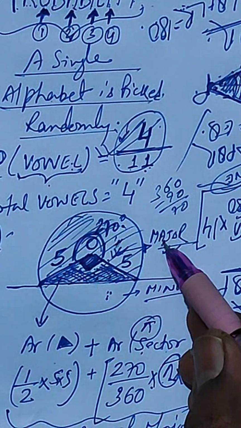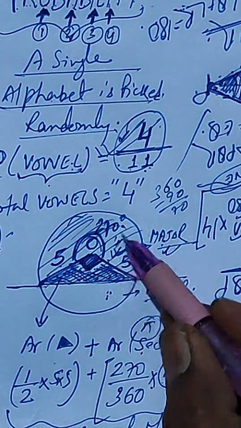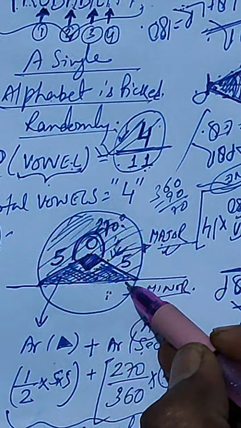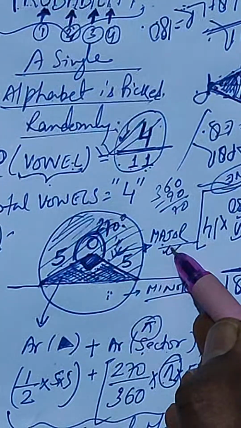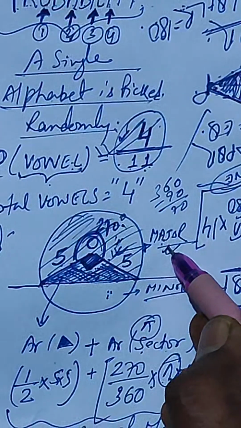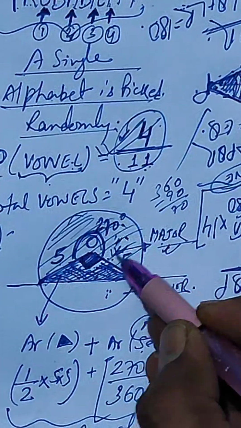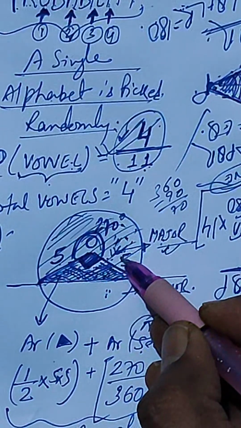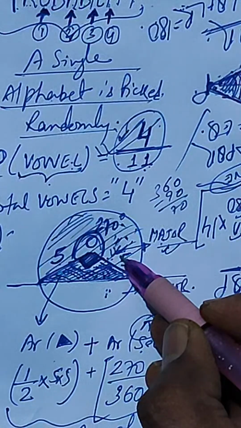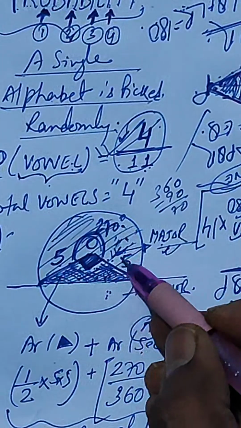In this question, you have asked what is the area of the major sector. So the major sector will definitely be the area of the major segment you asked. So the area of the major segment will be this bigger sector plus the area of this triangle. Okay, this will be added, my dear friend.